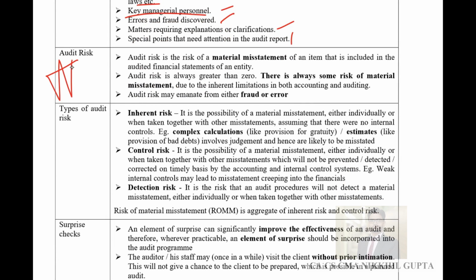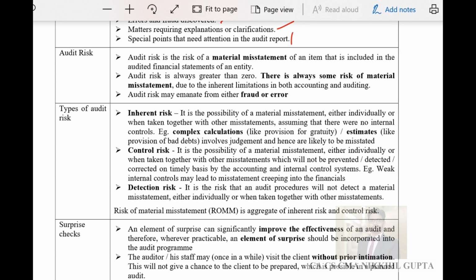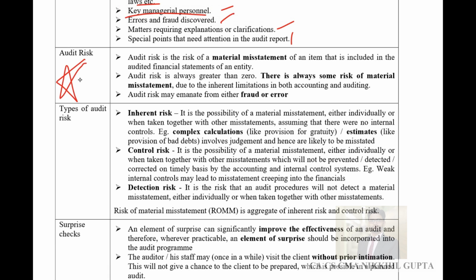Now comes a very important aspect of your syllabus, which is audit risk. You can put a star, you can write very important, because in examination this topic is recurring a lot of times. Now what do you mean by audit risk? Before discussing audit risk, tell me, what do you mean by risk? In simple words, risk means the probability of not getting what you want. Whatever is your objective, the probability of not achieving that objective is known as a risk.